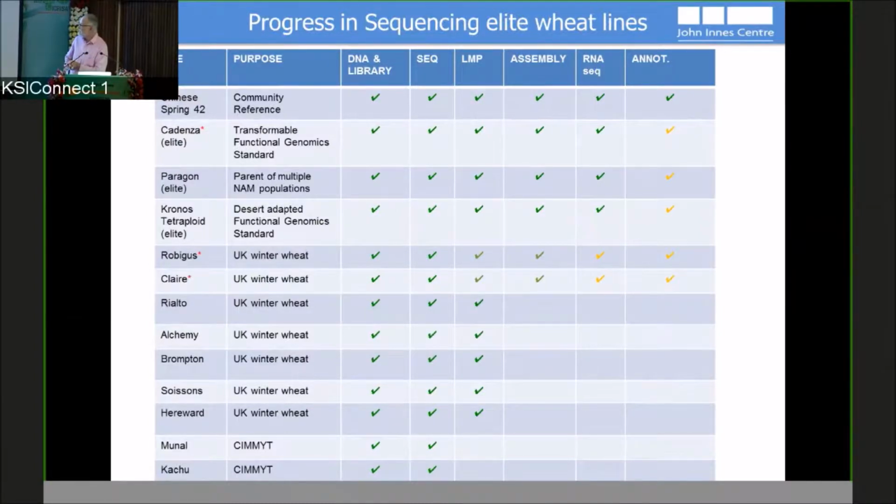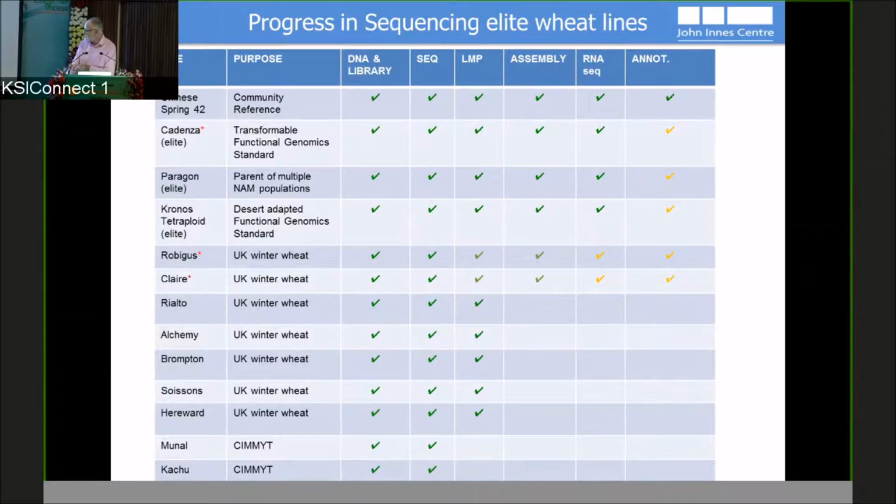We've sequenced tetraploid Kronos, mainly for practice. But that is also an important line, and it's the functional genomics resource for tetraploid wheat. These two lines here, Robigus and Claire, UK winter wheats, are also the parents of important UK varieties. So between Cadenza, Robigus and Claire, these are the parents of about 70% of the current UK elite lines that are grown in the field.